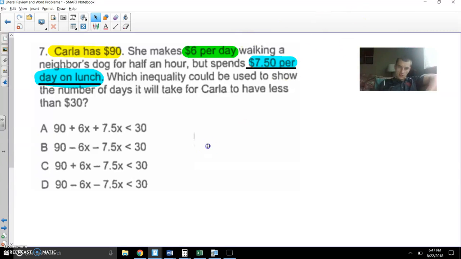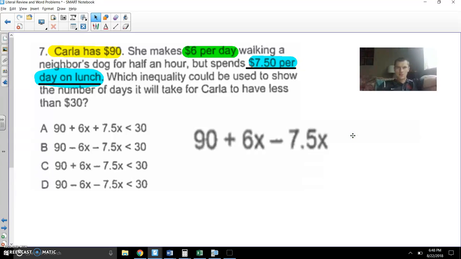So let's think about it. She started with 90, and that's why we see all of our answers over here starting with 90. But we got to pay close attention to the words makes and spends. If she's making $6, that means we're adding to that amount, but not just 6, really 6 each day. Every day that goes by, she's increasing her amount of money by $6 walking the dog. However, she's going out and spending money. That's a subtraction. She's spending $7.50, but not just $7.50, it's $7.50 every day. So that's what x represents. x is representing how many days she does this pattern.